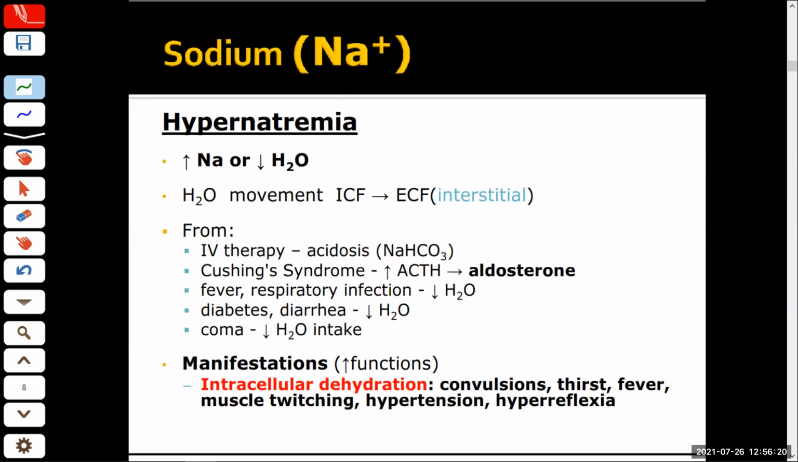So let's talk a little bit about hypernatremia. Okay. On this exam, the wording here is going to be very, very, not tricky, but I would say detail oriented. Hyper means elevated.